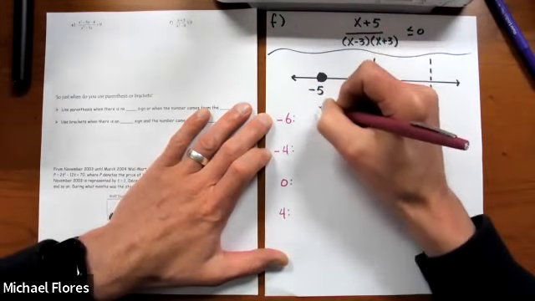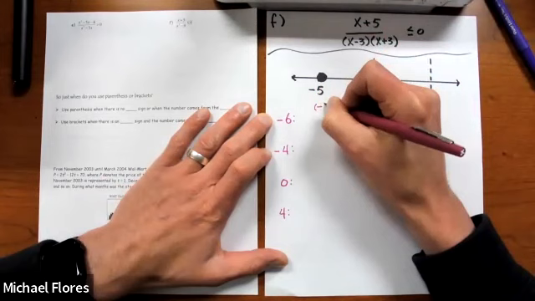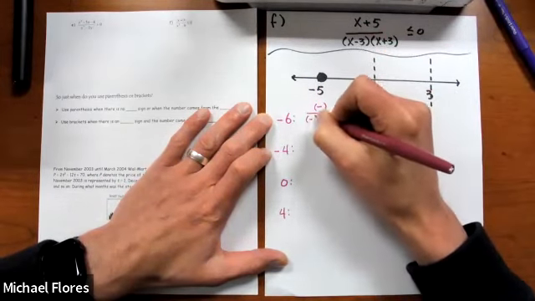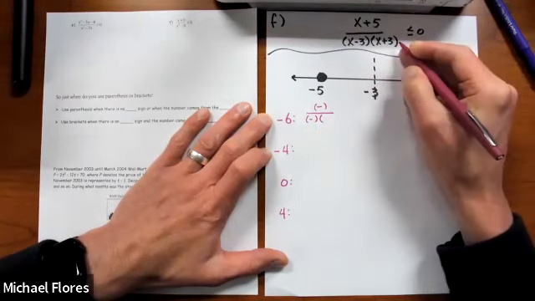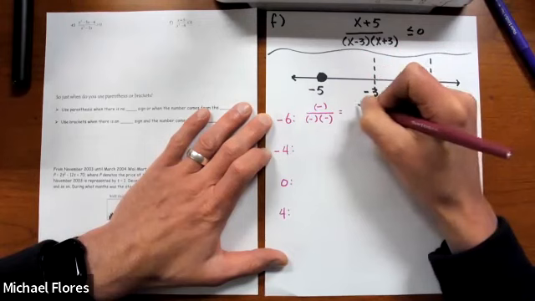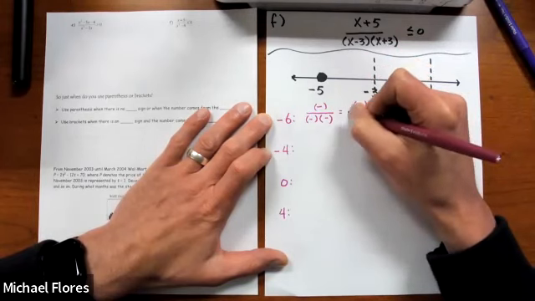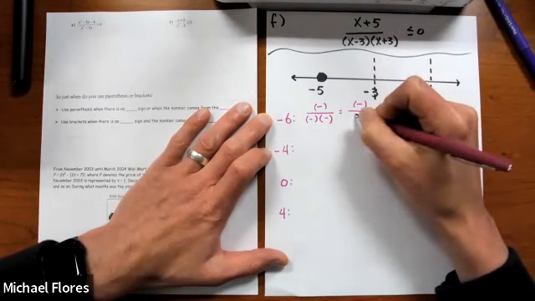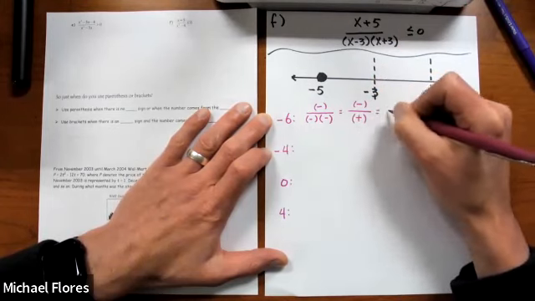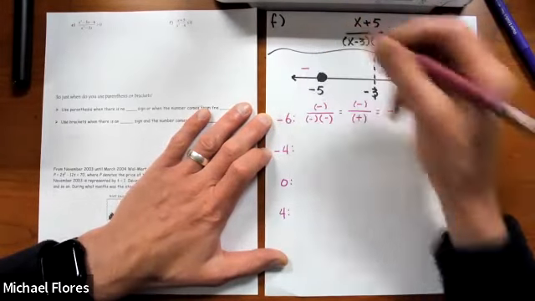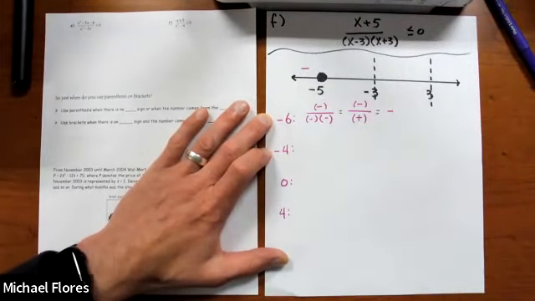-6 plus 5, well, that's a negative number. Over -6 minus 3, that's a negative number. -6 plus 3, that's a negative number. So it looks like we're going to have a negative times a negative. That's a positive for a negative result. Everything less than -5 is going to produce a negative answer.